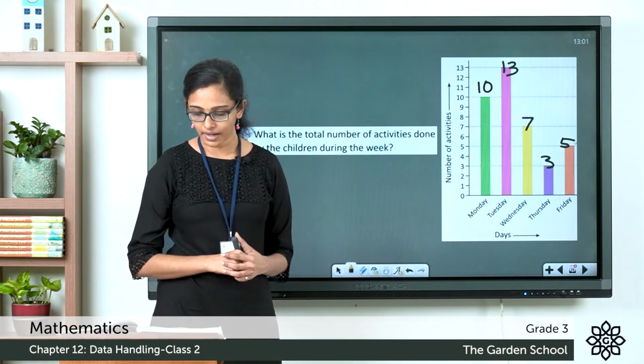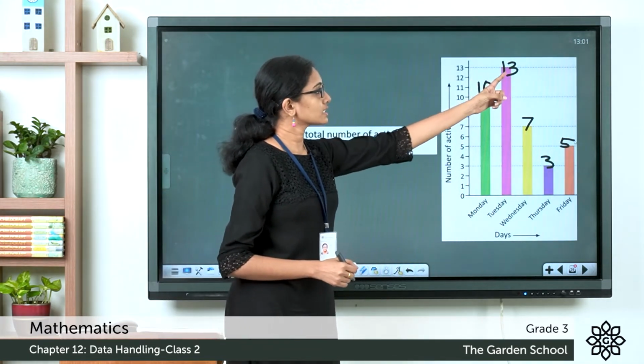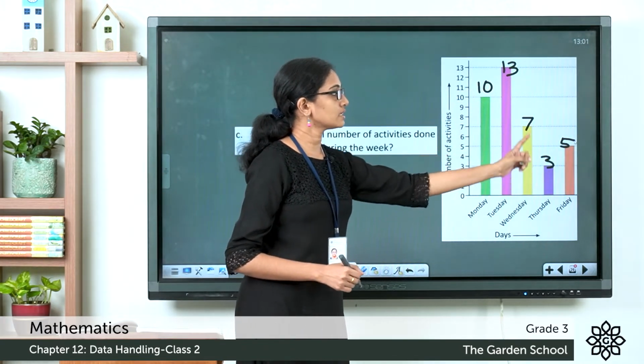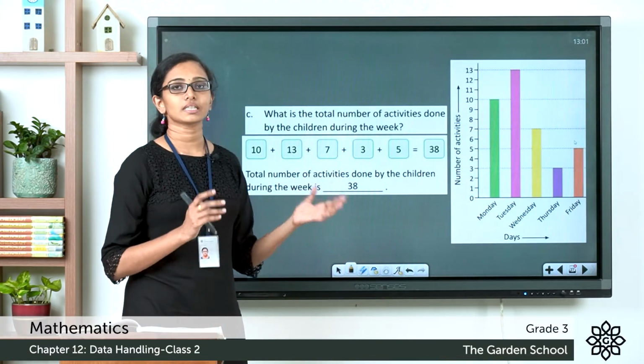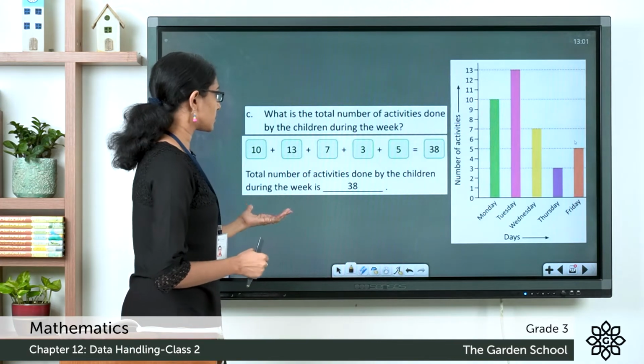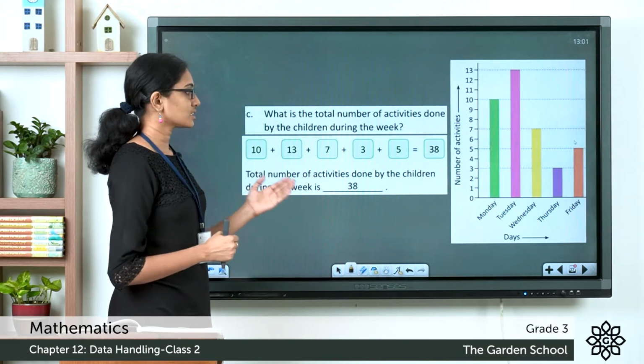So the total number of activities they have done will be equal to 10 plus 13 plus 7 plus 3 plus 5, right? So that is equal to a total of 38 activities. The total number of activities done by the children during the week is equal to 38.